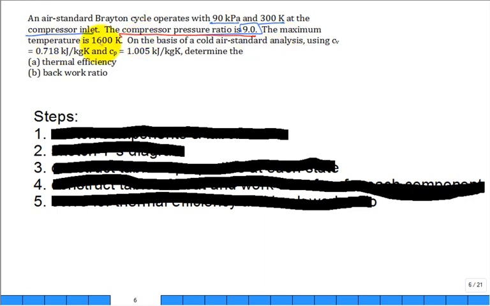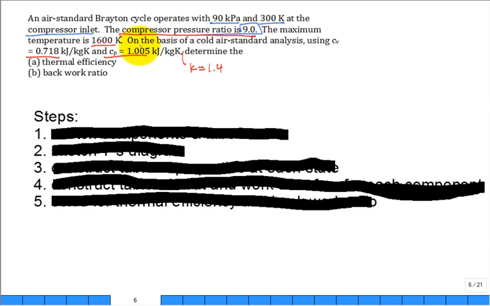The maximum temperature in the cycle is 1600 Kelvin. On the basis of a cold air standard analysis using this value of C sub v and that value of C sub p, and by the way, if you take the ratio, k comes out to be 1.4 for those. Determine the easy one, thermal efficiency, and the next easy one, back work ratio.